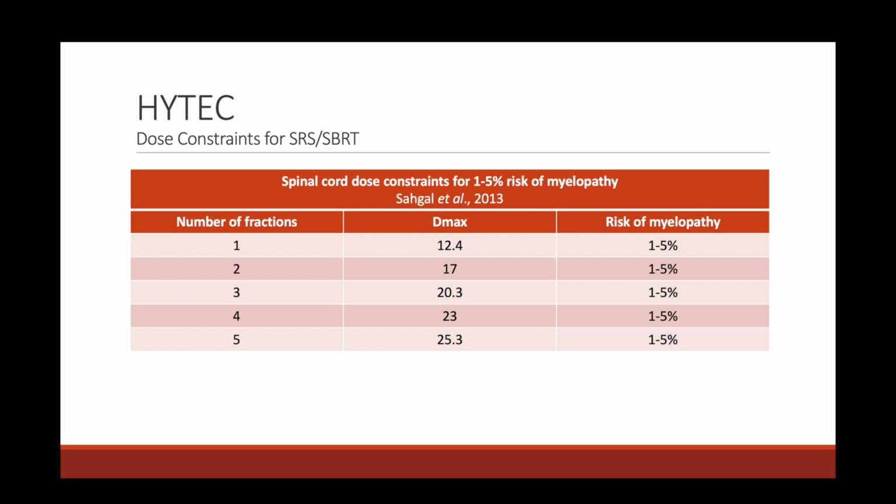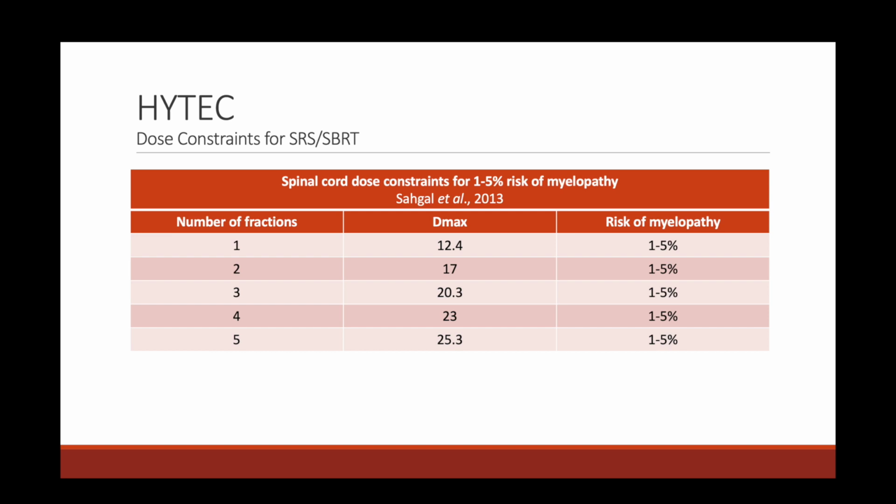And the HYTEC studies gave us dose constraints for SRS and for SBRT. This is also something that you can look up, the different HYTEC papers, and they give you dose constraints for 1 to 5 fractions, so for delivering high doses in just 1 to 5 fractions. I have only included the spinal cord here on this slide just because I did not want to overwhelm with tons and tons of numbers. But you can look up the HYTEC constraints as well, and it's a good resource for general dose constraints if we're doing SRS and SBRT.